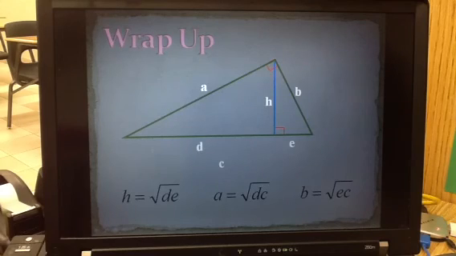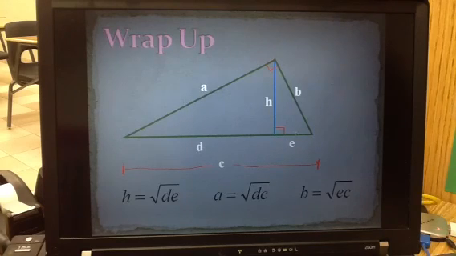All right, so here's the wrap-up. Here's kind of like your formula for everything. C is for this whole length right here. Should have had that on there. So to find the altitude, it's going to be the geometric mean of the two little parts, D times E, the things it's chopping up.